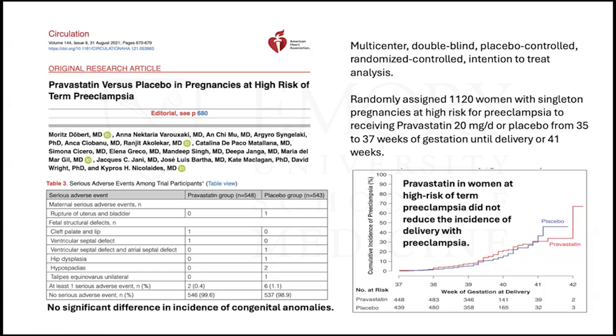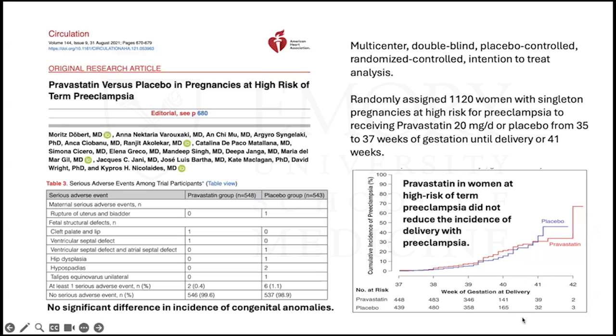And so they actually randomly assigned 1,120 women with singleton pregnancy at high risk for preeclampsia to receiving pravastatin 20 milligrams per day or placebo from 35 to 37 weeks of gestation until delivery or 41 weeks.